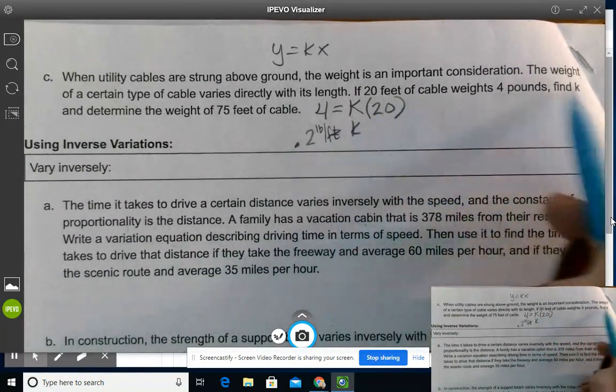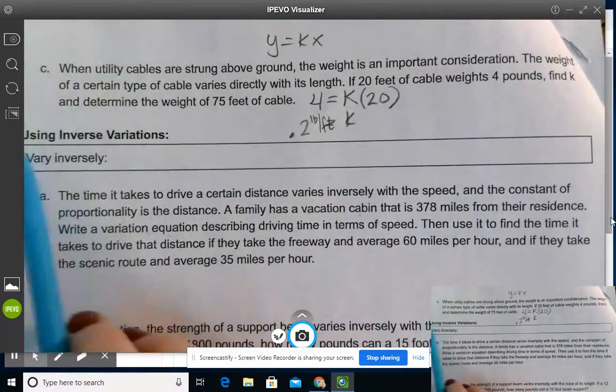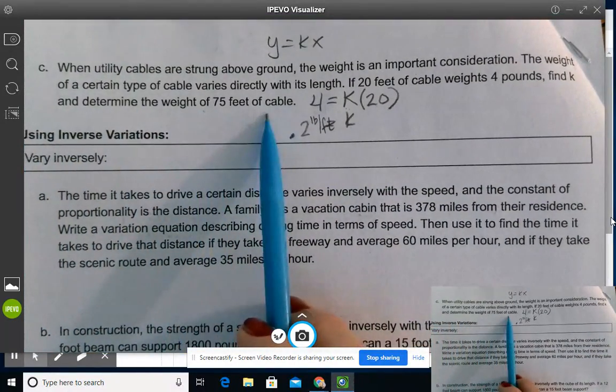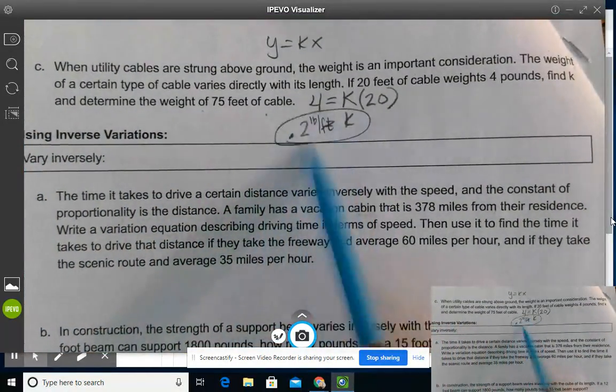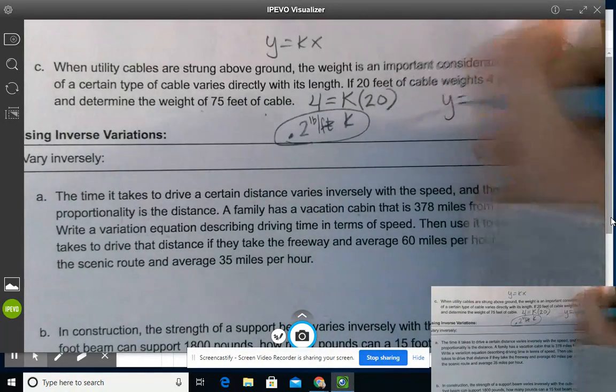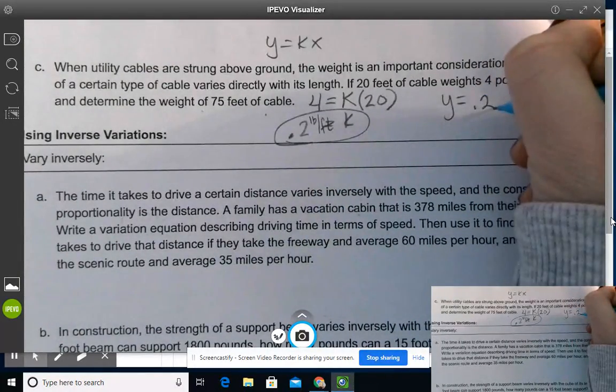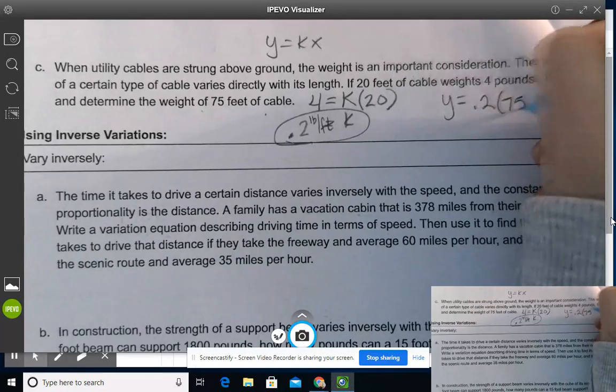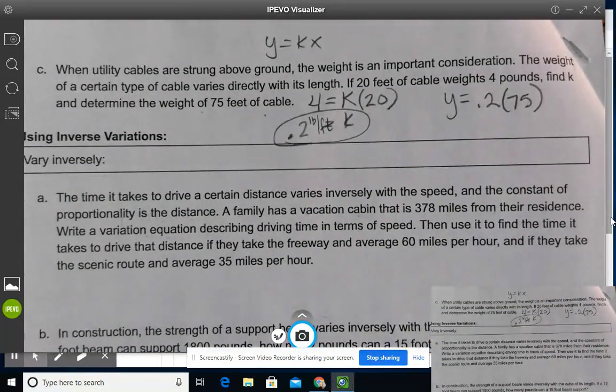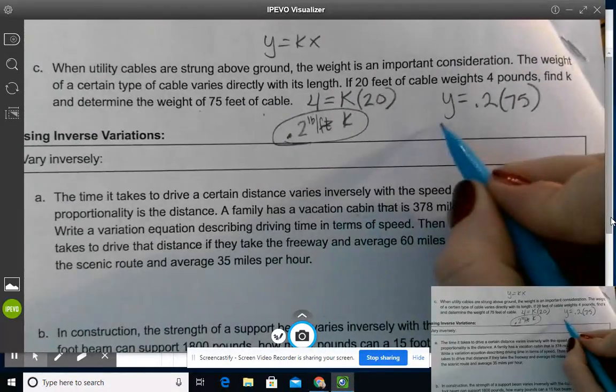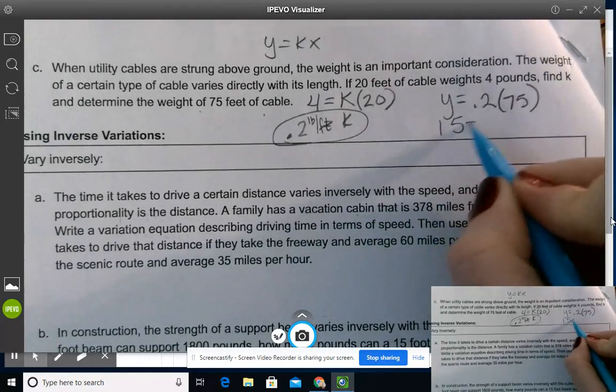So then what's the other question? Find k and determine the weight of 75 feet. So since I found k, now what you're doing is taking that, plugging that in for your direct variation and multiplying it by the 75 to see how much that is going to weigh, which in this case would be 15 pounds.